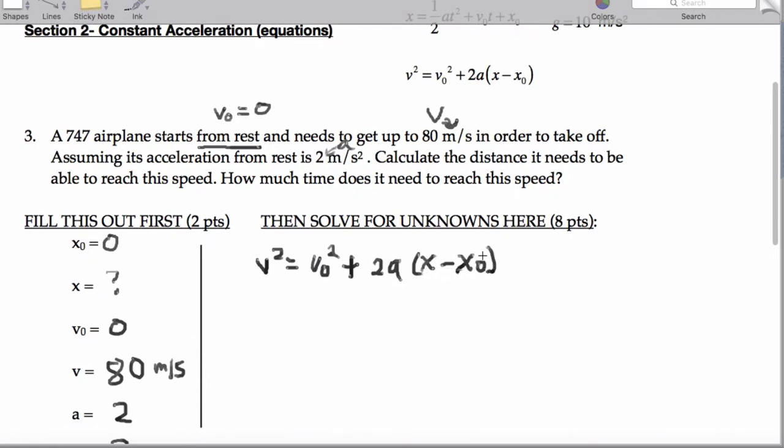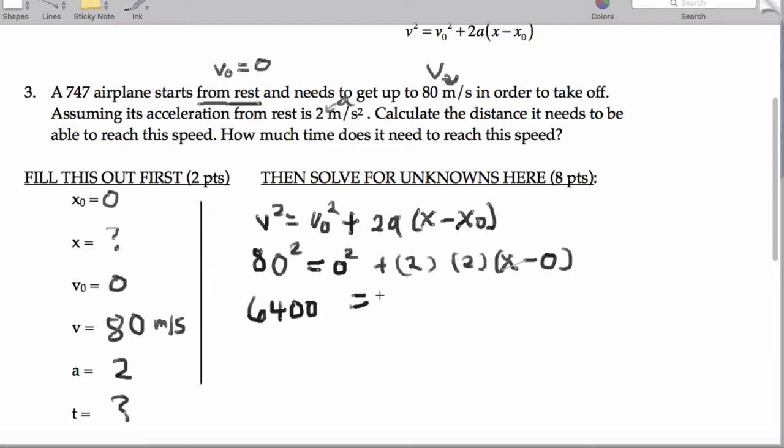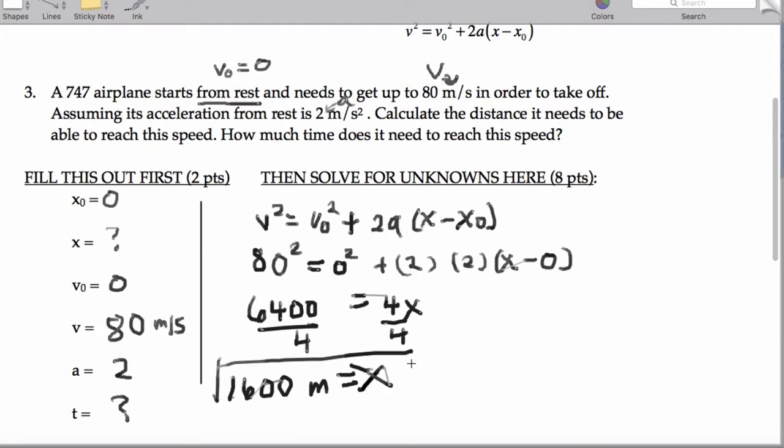So I am going to choose formula 3 and simply throw in the numbers. So that'll be 80 squared equals 0 squared plus 2 times 2 times x minus 0. So we're going to end up getting 6,400 equals 4x. And so for our final position, when we divide out by 4, we're going to get that x is in fact 1,600 meters. So the plane has to travel 1,600 meters to take off. So that's the first part.